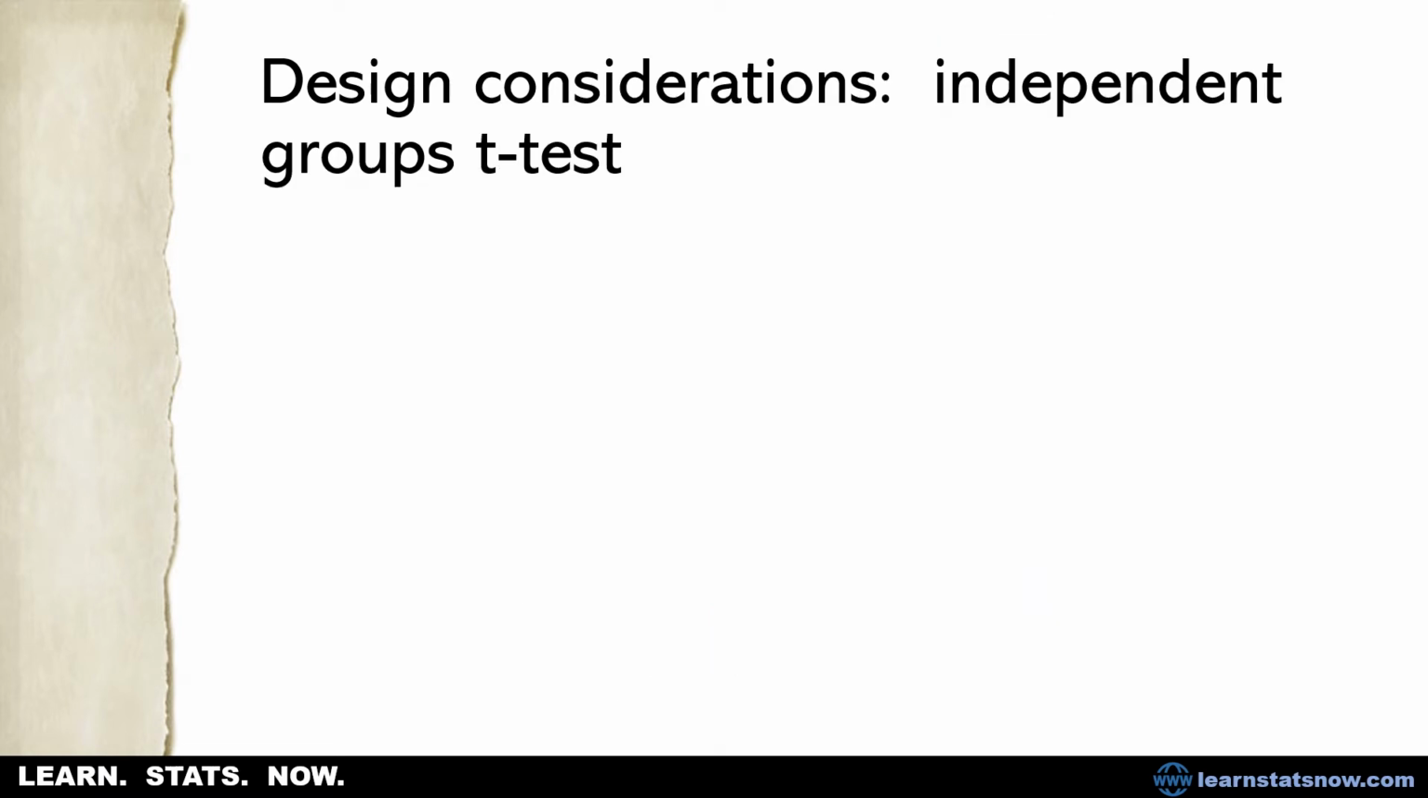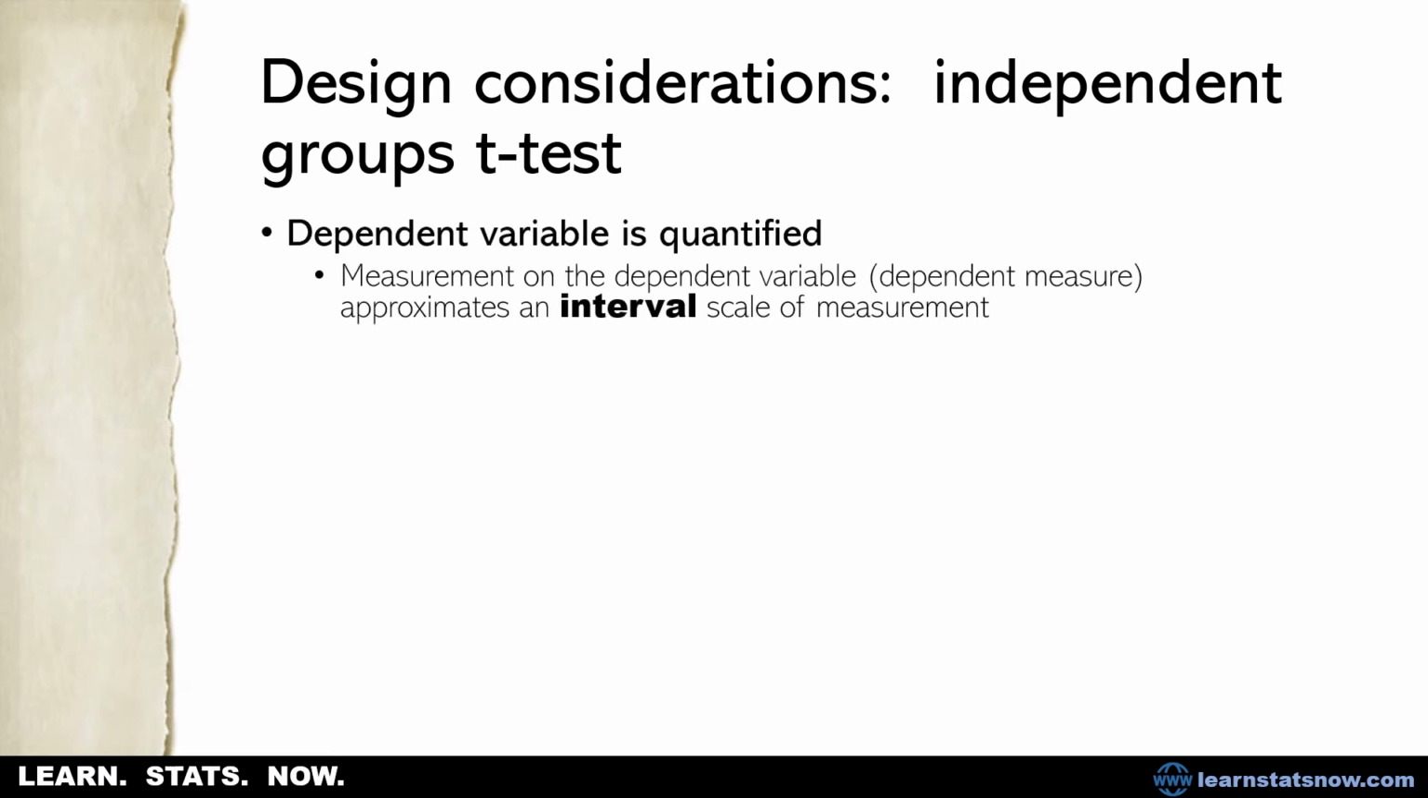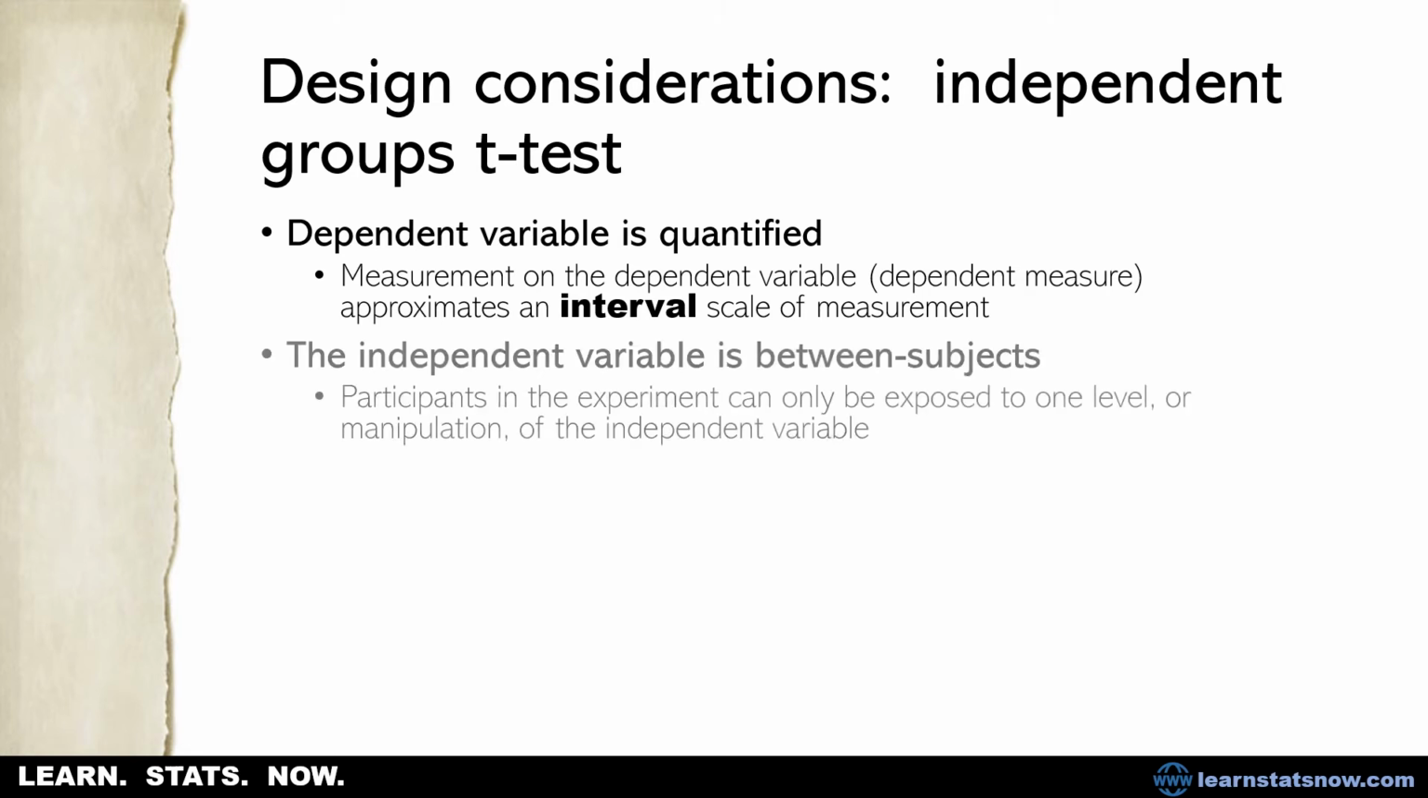Okay, so let's talk a little bit about some design considerations in studies that utilize independent groups t-tests. First of all, the dependent variable has to be quantified, right? We have to be able to attach numbers to it. And it's not just that. The quantification must be on or approximate an interval scale of measurement. So a lot of measures are like this, and even though there's debate, for example, whether or not Likert scales of measurement are truly interval scale or whether they're ordinal, typically speaking, we assume that they approximate interval scale of measurement and then justify running t-tests, even though there is some debate about that.